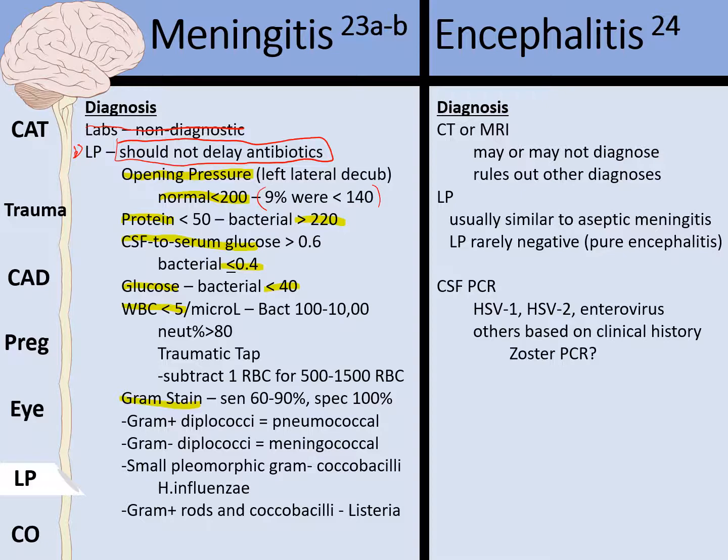Traumatic taps can have WBCs and RBCs, and so a suggested calculation is to subtract 1 WBC for every 500 to 1500 RBCs. Different Gram stain results can indicate different potential organisms.